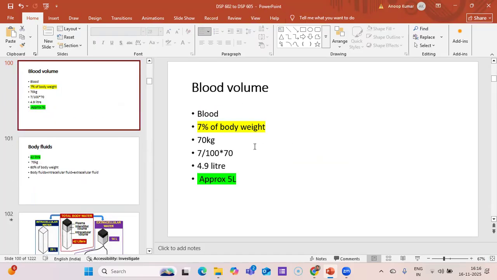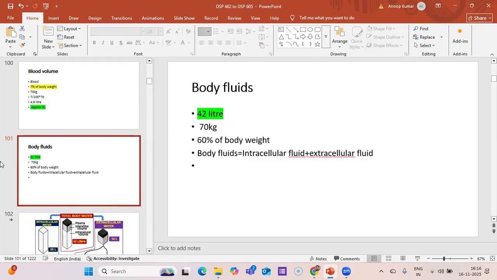But here you can see that blood volume is 7% of the body weight. So there is a huge difference between blood volume and body fluid. Whenever you ask this question to students, they always say that body fluid is 5 liters. No, body fluid is not 5 liters. Blood volume is your 5 liters. It is 7% of body weight. And your body fluid is approximately 42 liters in a healthy individual of 70 kg.